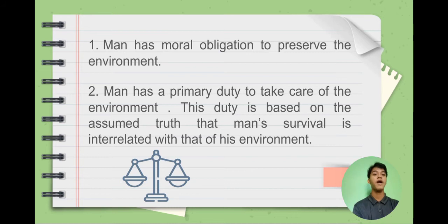And second, man has a primary duty to take care of the environment. This duty is based on the assumed truth that man's survival is interrelated with that of his environment. Man is a part of a complex web of interrelationship and interdependence of all entities in the environment that we call ecosystem. A destruction of one part of the ecosystem affects the relationship of these entities and eventually creates an imbalance in the ecosystem. And so, this is why man has to protect and take care of the environment.